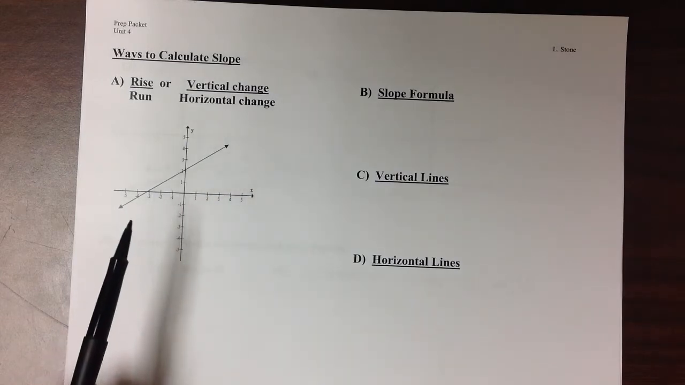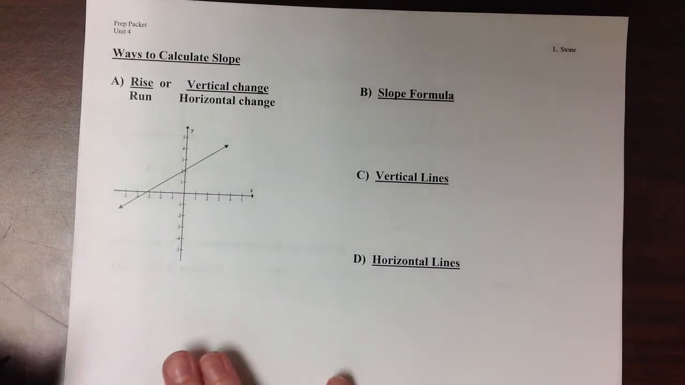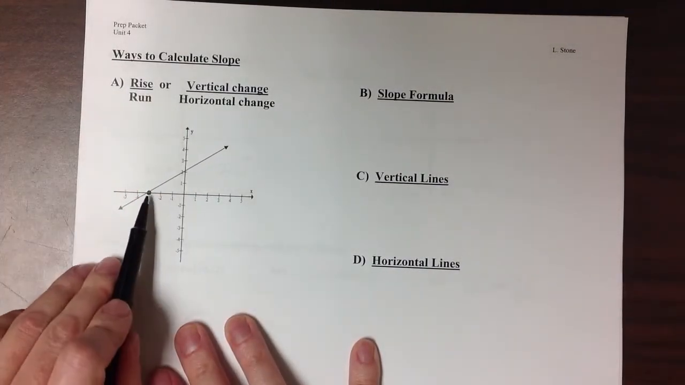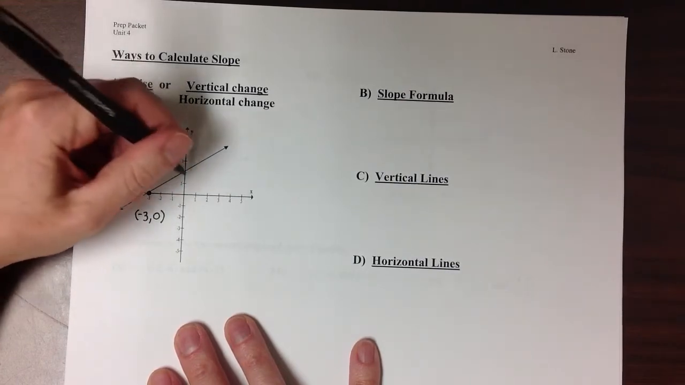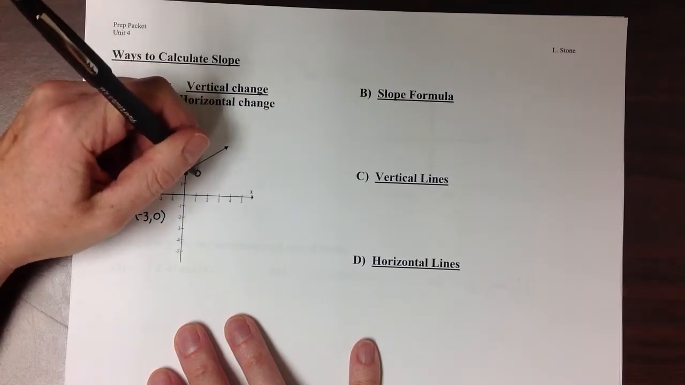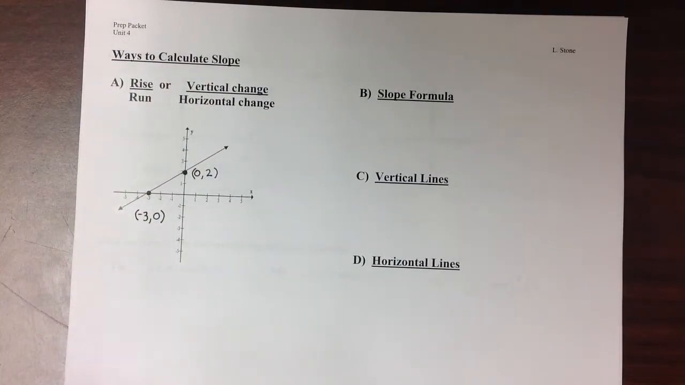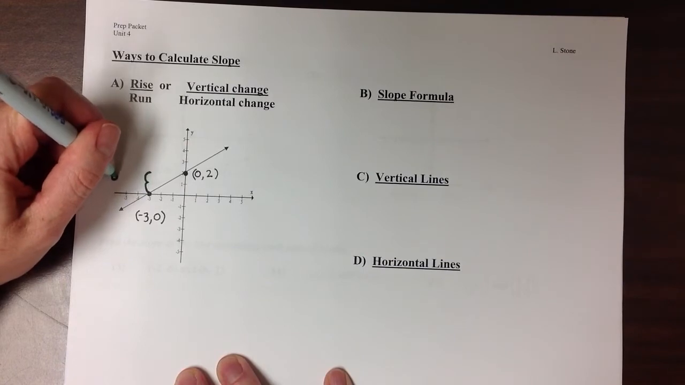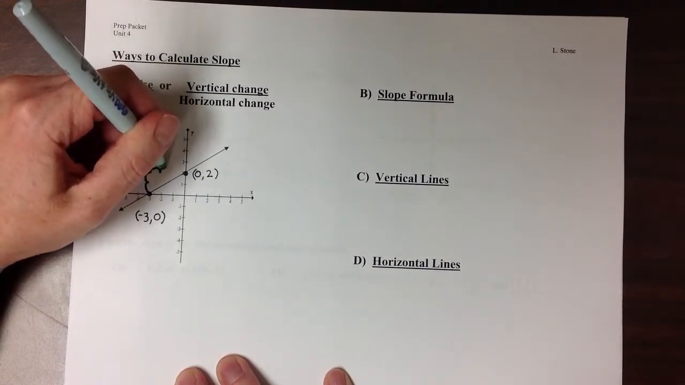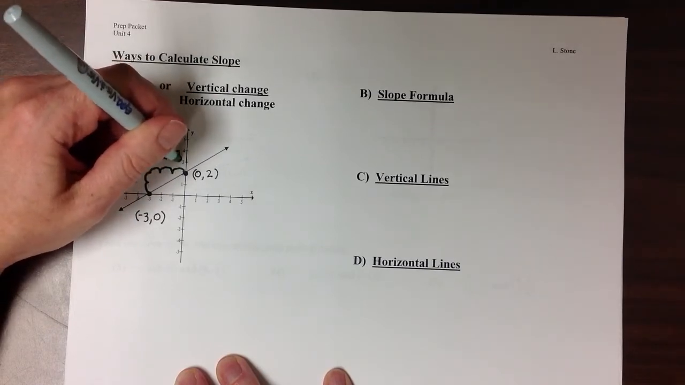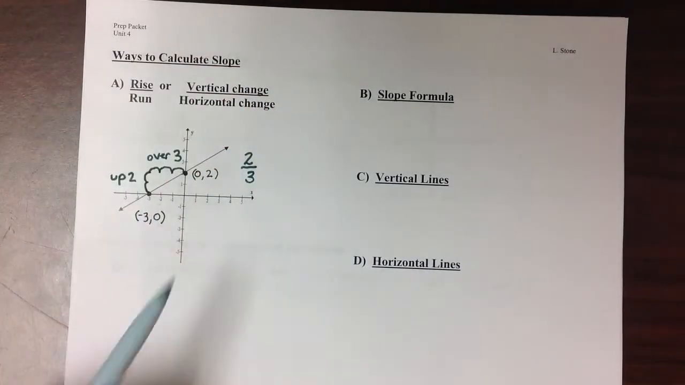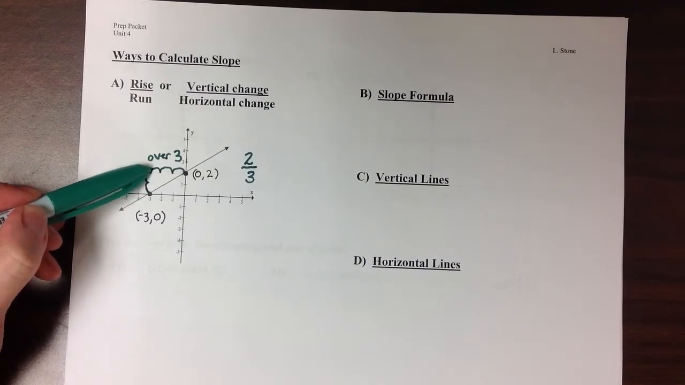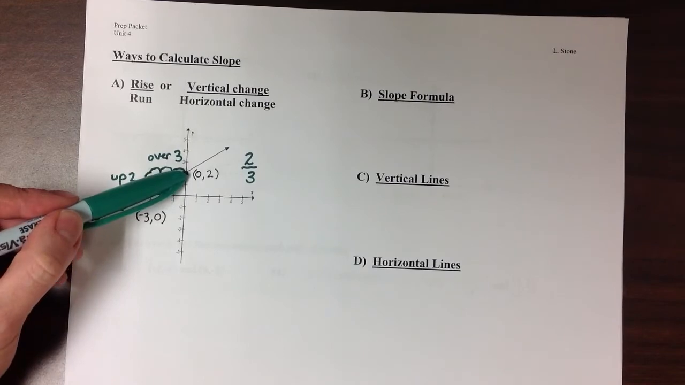So looking at this particular line, we have a point where it crosses the x-axis at this point right here, which is (-3, 0). And then up here, it's crossing the y-axis at the point (0, 2). So if I look at how much things have changed here, in order to travel from this point to this point, I needed to go up 2 and then over 3. So the slope of this line would be defined as 2/3. So that's one way to do it, is just by looking at your graph and counting how many spaces up versus how many spaces over it takes to get from one point to another point on your line.